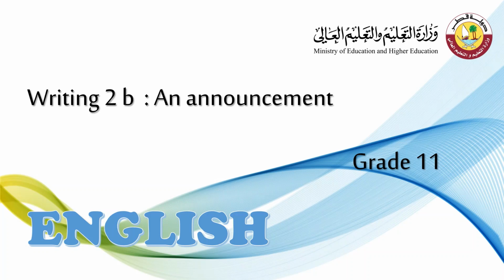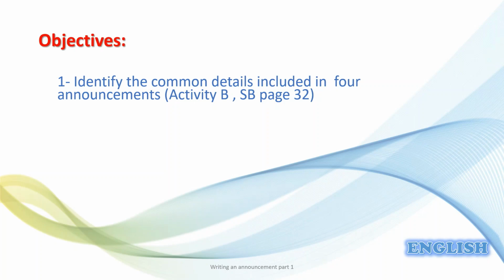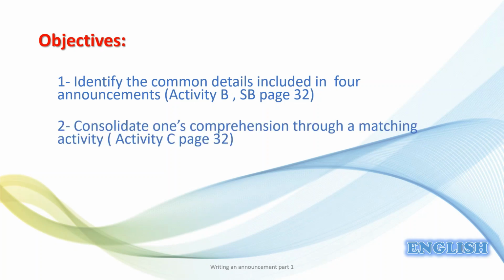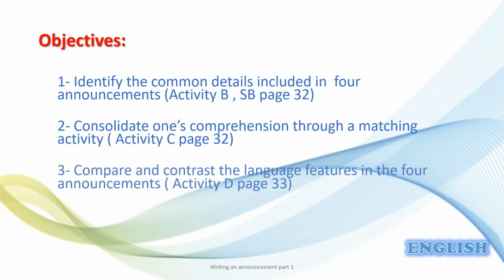Hello everyone. In our lesson today, we are going to study how to write an announcement. We are going to cover 4 main objectives. First, you are going to identify the common details included in 4 announcements through Activity B on your student book, page 32. Second, consolidate your comprehension through a matching activity, see page 32.